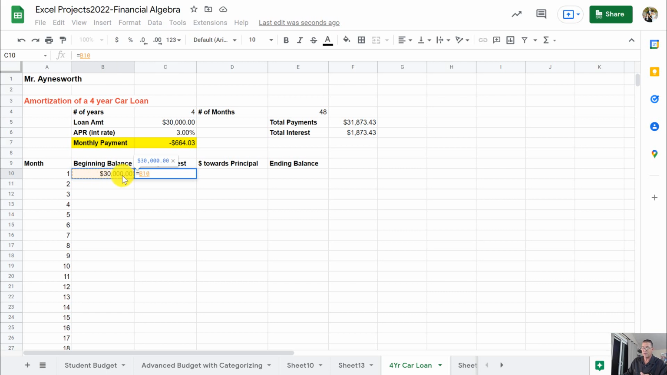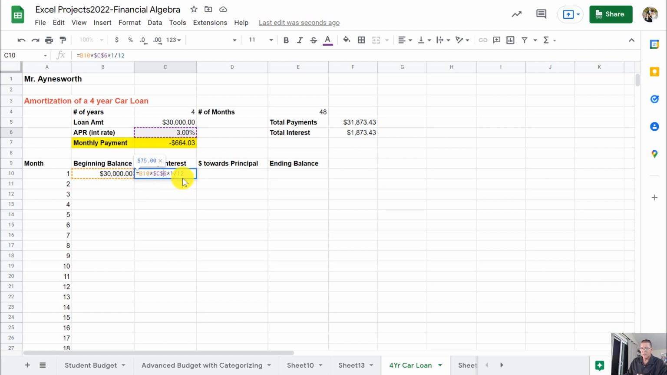Everything is going to be referred to the beginning balance of the month, and the beginning balance is right to the left of it in B10. Times the APR, so times asterisk the APR times time, which is 1/12, so 1 divided by 12. And this is partially correct. We have to make sure that the interest rate right here, which is 3%, located in C6, is constant. So I'm going to insert the dollar signs to make sure that the interest rate does not change as we copy down the formula.